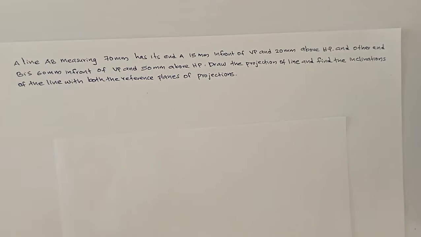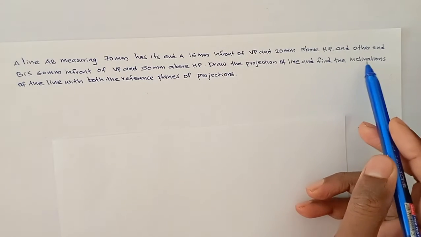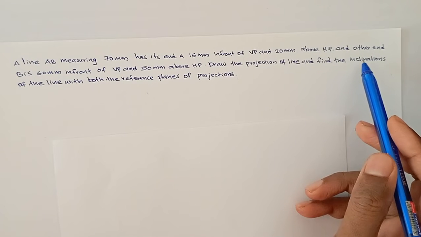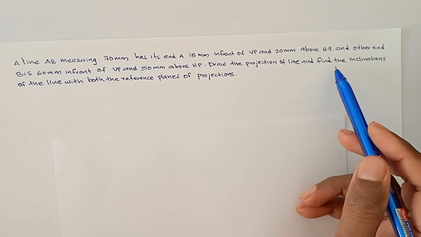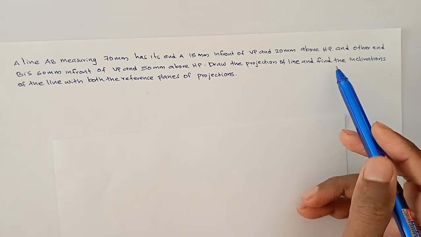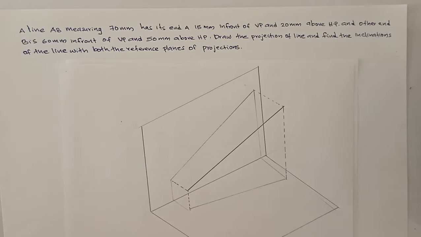Okay, and we have to draw the projection of the line and find the inclination of the line with both the reference planes. We have to draw the projection of the line and also find the angle at which the line makes with both the reference planes.